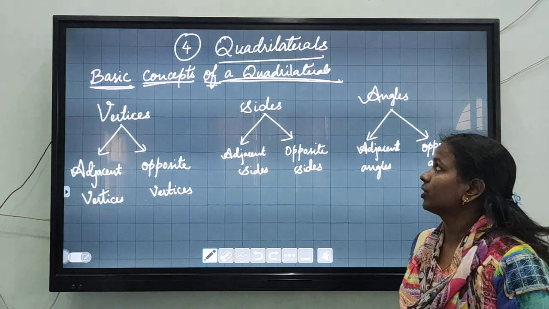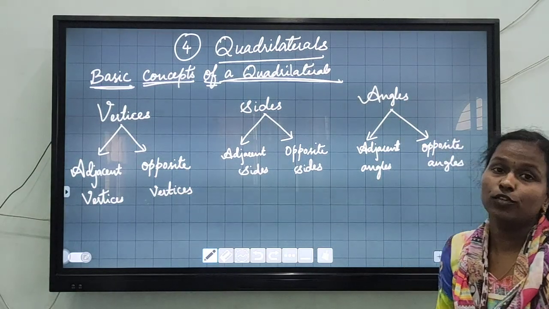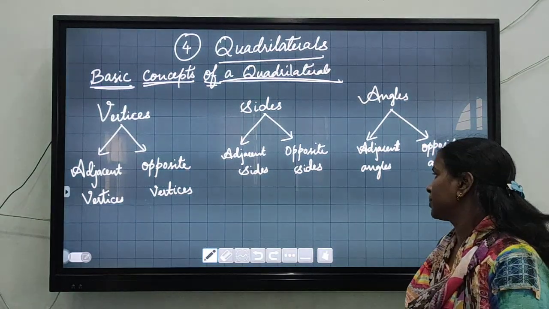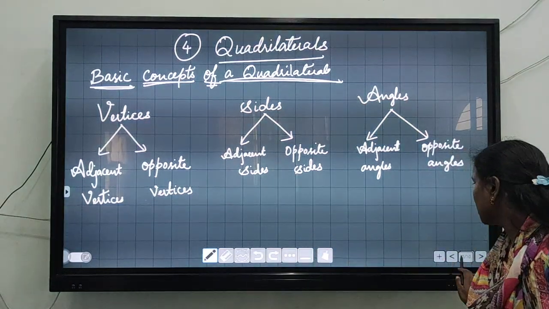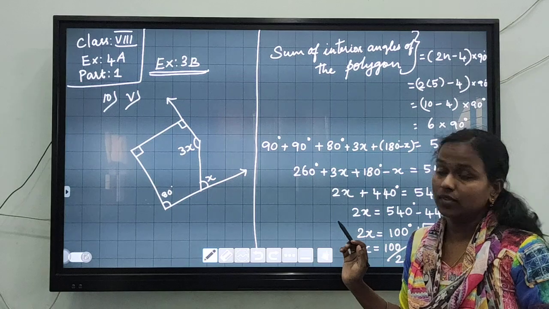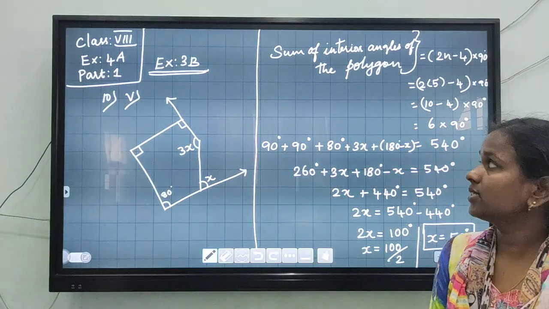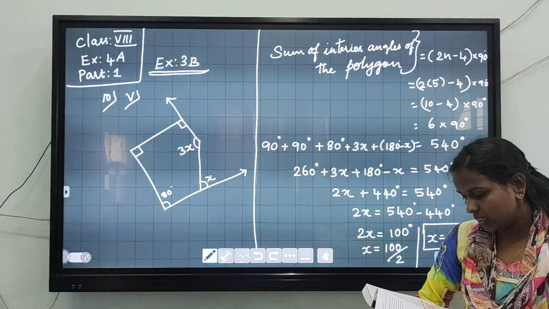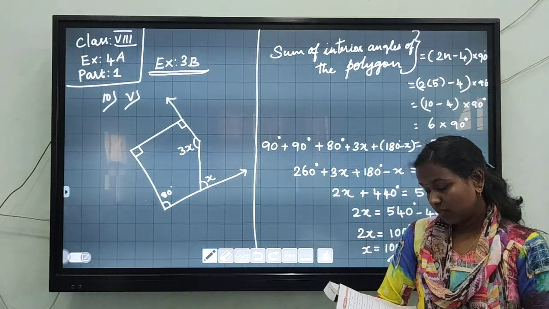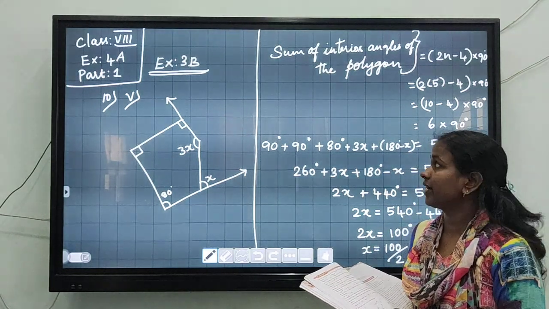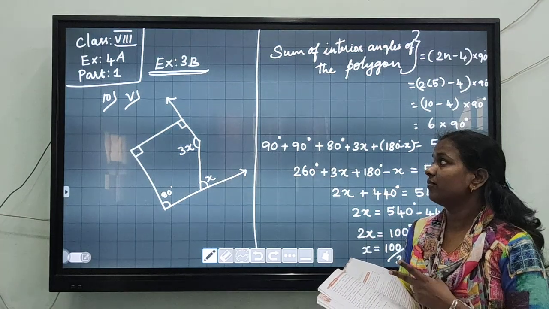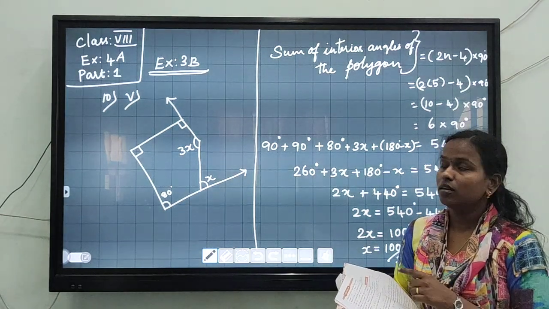Good morning students. Today we are going to solve exercise 4, quadrilateral sums. Before going to exercise chapter 4, in chapter 3, exercise 3B, 10th part, 5th question, only Ishan and Shreya solved these questions. Both of them were wrong. That's why I solved this one.